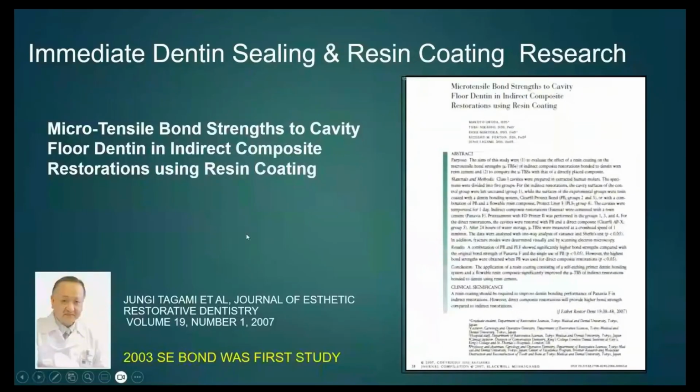So let's go to the one study that changed the way I started practicing. This is a duplicate study from 2003 where Dr. Tagami did it with Clearfil SE Bond. Okay, great product. So he wanted to find out what the micro tensile bond strength was. So remember I told you to pull something apart.